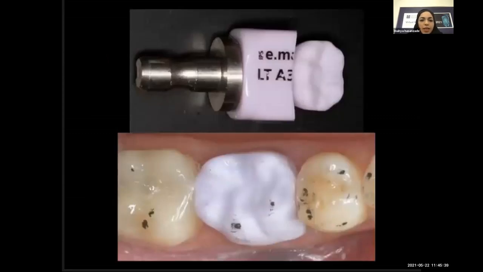In this slide, you can see a milled restoration from the pre-crystallized block or blue state block. After the crystallization, the restoration will shrink 2 to 3%. As this amount is not significant, you can have a try-in with the pre-crystallized restoration and then put it in the furnace and crystallize it and glaze it.